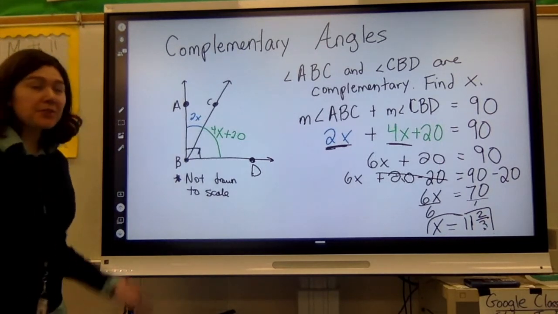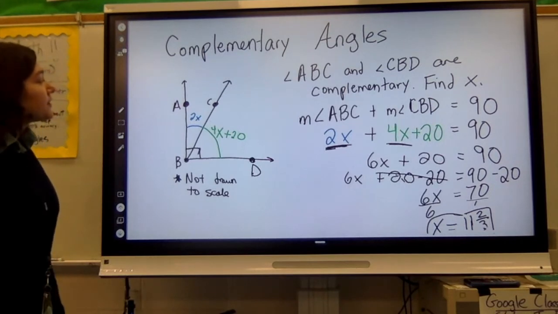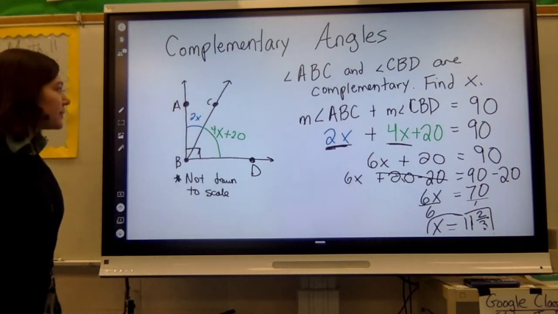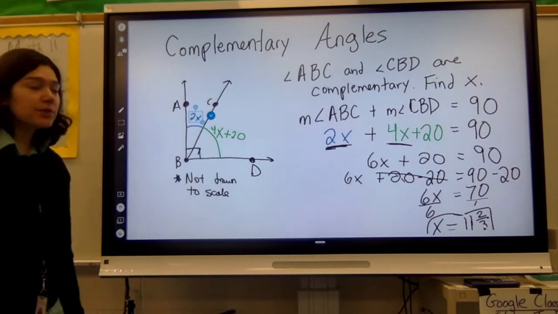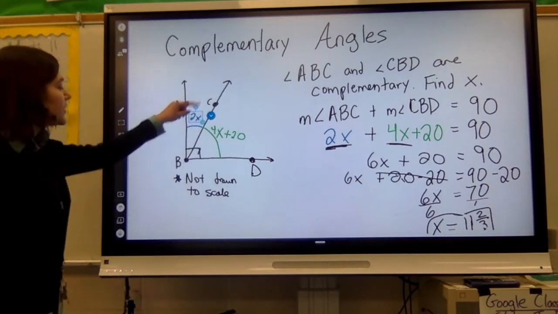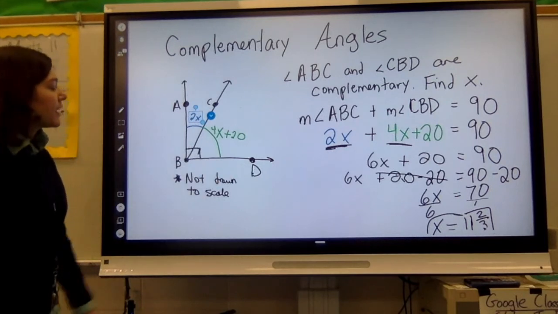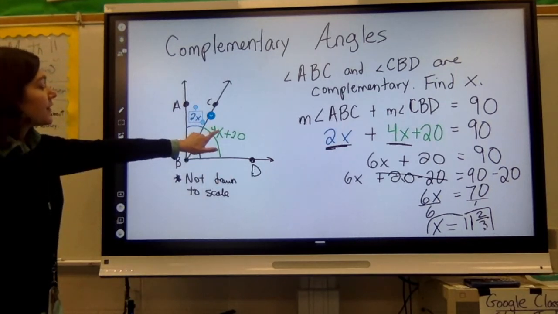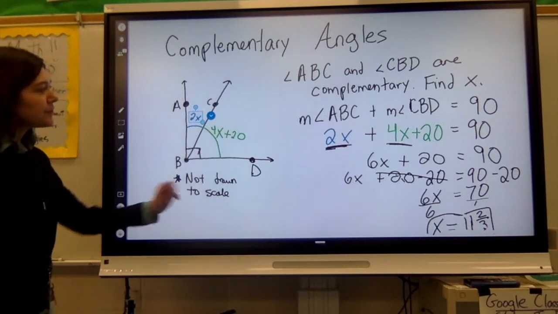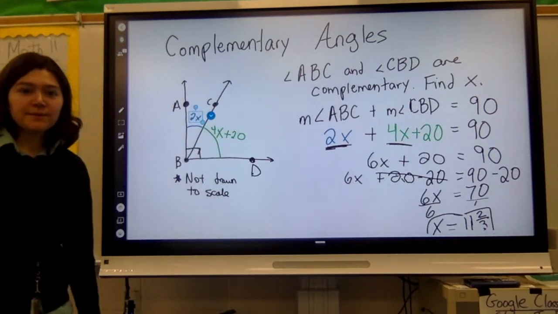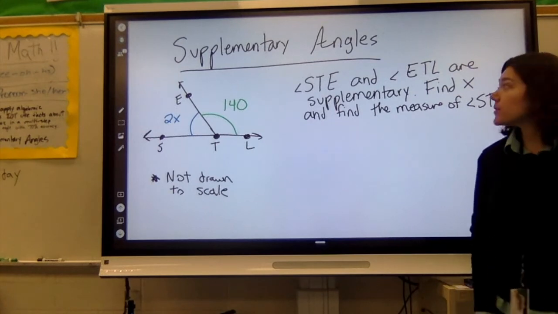If I wanted to, though the problem doesn't ask for it, I could then figure out the measure of ABC by doing 11 2/3 times 2, and I can find the measure of CBD by multiplying 11 2/3 times 4 and then adding 20. But for this problem, that's all I needed to do. So now let's look at an example with supplementary angles.